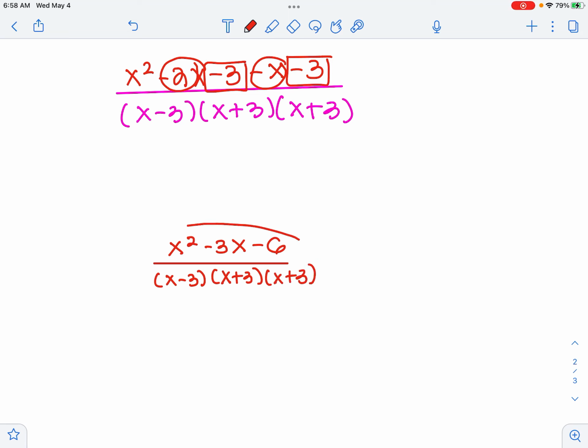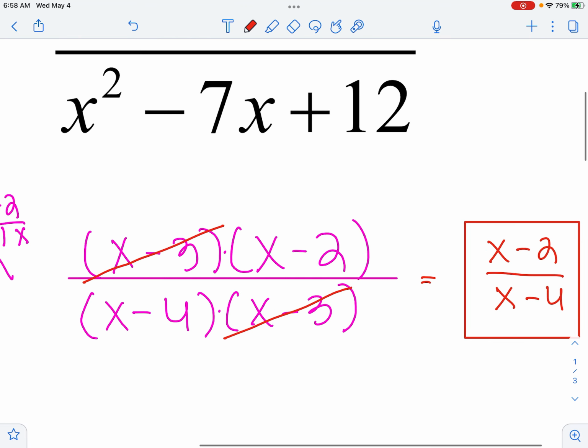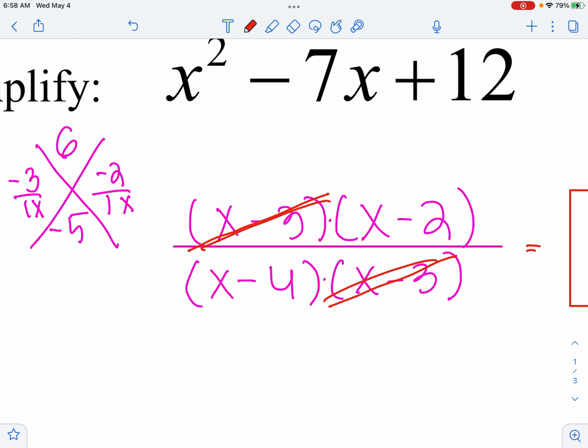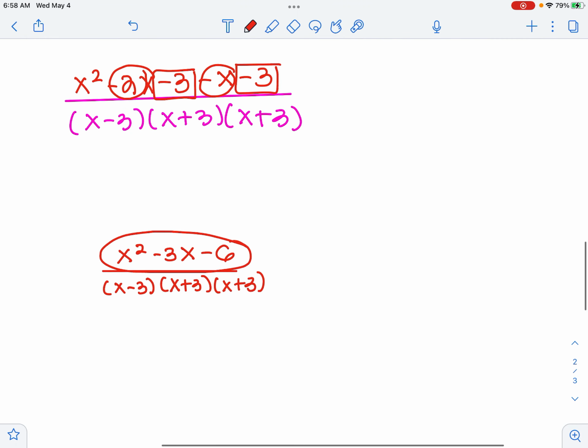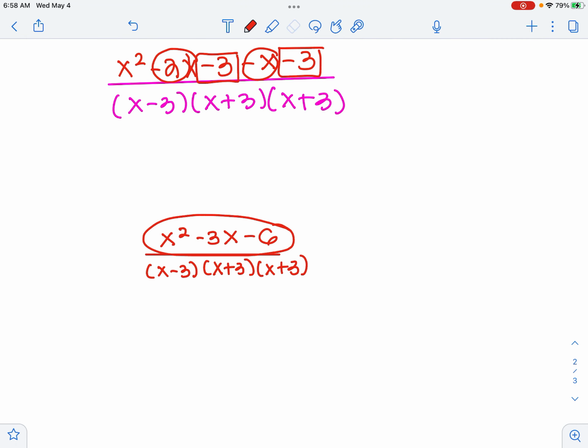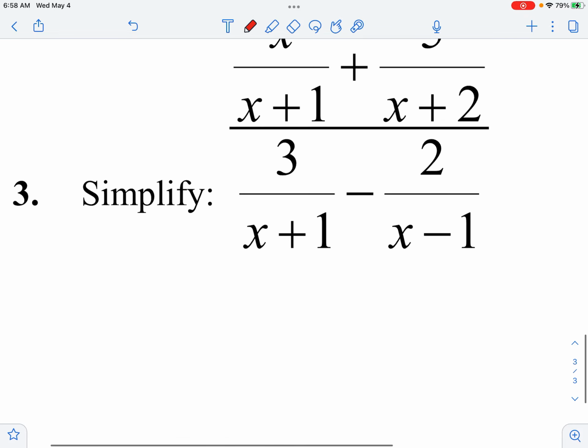Now, I will look to see if this is factorable, because if it is factorable and there's a common factor that cancels out like this, I would need to do that. But if I look for two numbers that multiply to give me negative 6 and add to give me negative 3, that's not factorable. So no common factor is going to be able to cancel out, and that is my final answer.